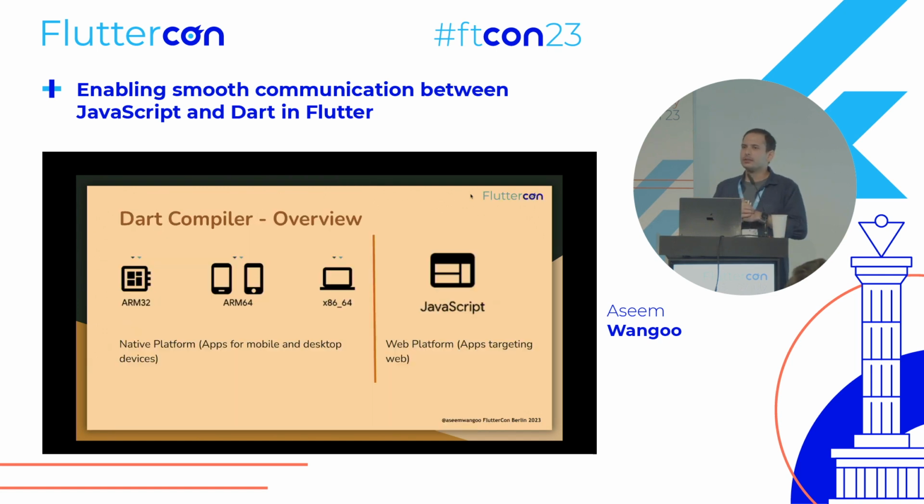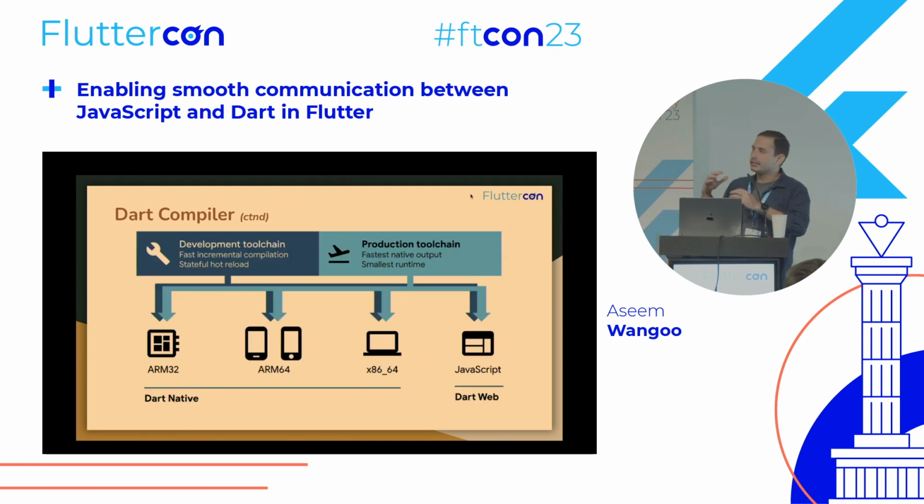Cool. So before we jump into the main topic, let's first come to a common ground. We will start with an overview of the Dart compiler. This Dart compiler allows us to run apps on native platforms, for instance the apps which target mobile and desktop devices, as well as to target the web platform, meaning the apps which are designed to run on JavaScript, because web understands JavaScript as of now.